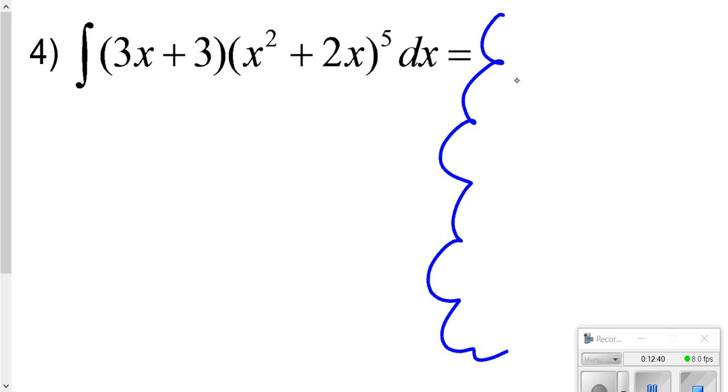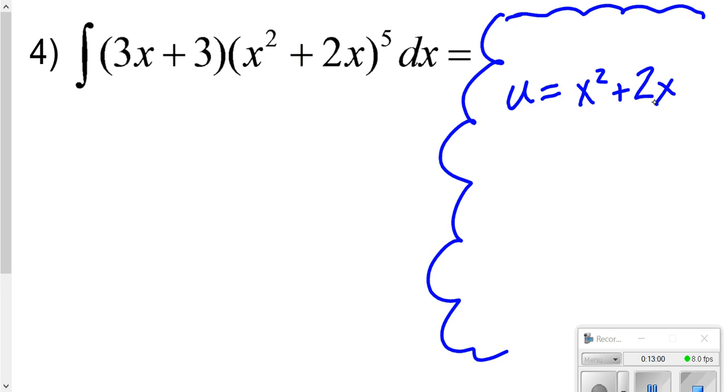Okay, so let's have our cloud. I feel like I'm kind of cramped on the cloud space here, but we'll see. You have to think of what thing is inside something else. So you have a choice of the 3x plus 3 or the x squared plus 2x. I'm really thinking it's x squared plus 2x because that's inside the power. Now, what if I were to pick something wrong in my cloud? Would that become obvious? Definitely, because you'd be trying to get that du to show up.